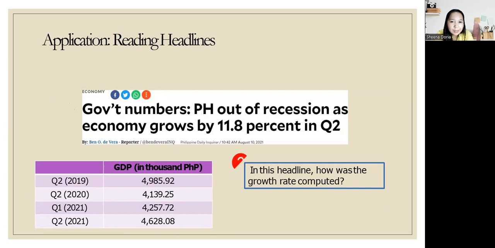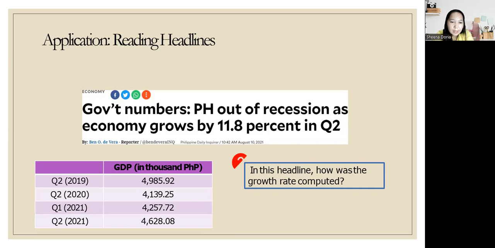So, this is an example of 2021 news. So, we will have an updated ones with your article presentation and of course from your prob set. Okay, so growth numbers, PH out of recession as economy grows by 11.8% in quarter 2. So, paano nga ba kinumpute ang growth rate nito? Okay, can you try kung paano siya kinumpute?